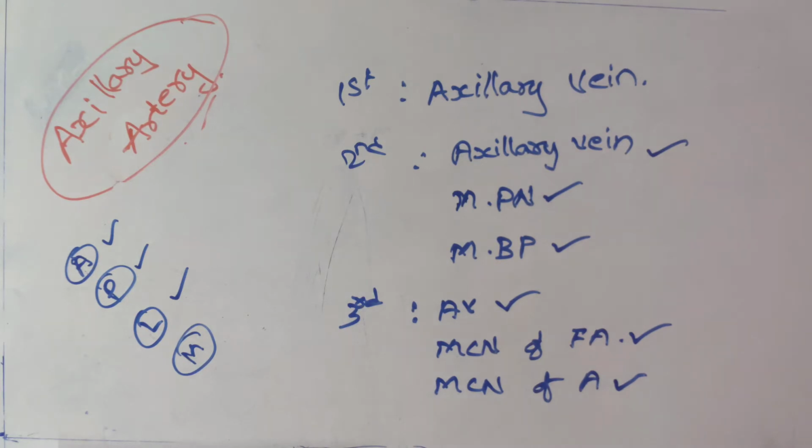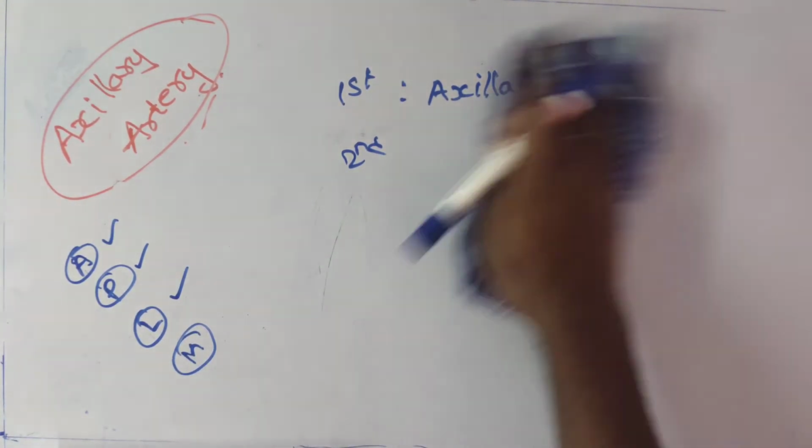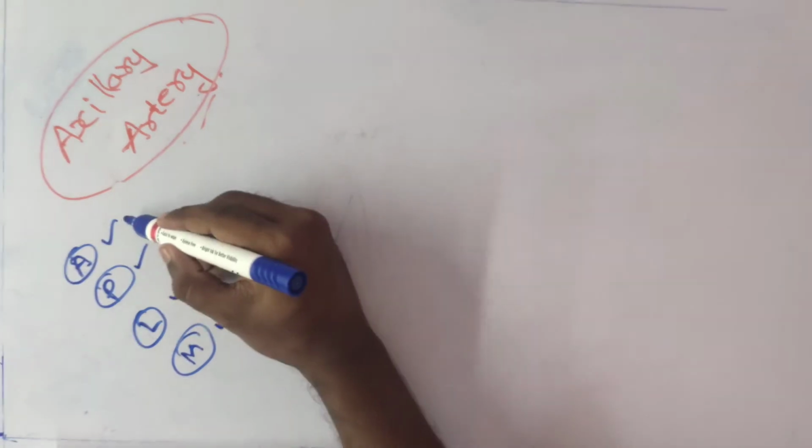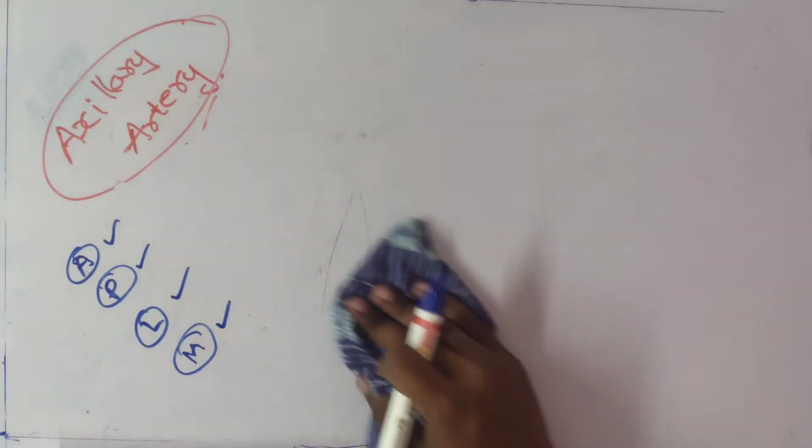These are the medial surface relations of the axillary artery in the first three parts. Okay, these are all the relations of the axillary artery. We have completed the anterior, posterior, lateral and medial surface relations. Now coming to the branches of the axillary artery.